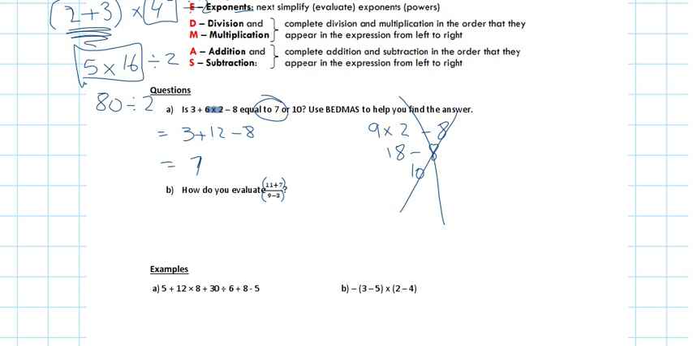Okay? So what's 11 plus 7? 18. Over 9 minus 3, which is 6. Now, on the calculator, you're going to do 18 divided by 6, which is 3. Okay?